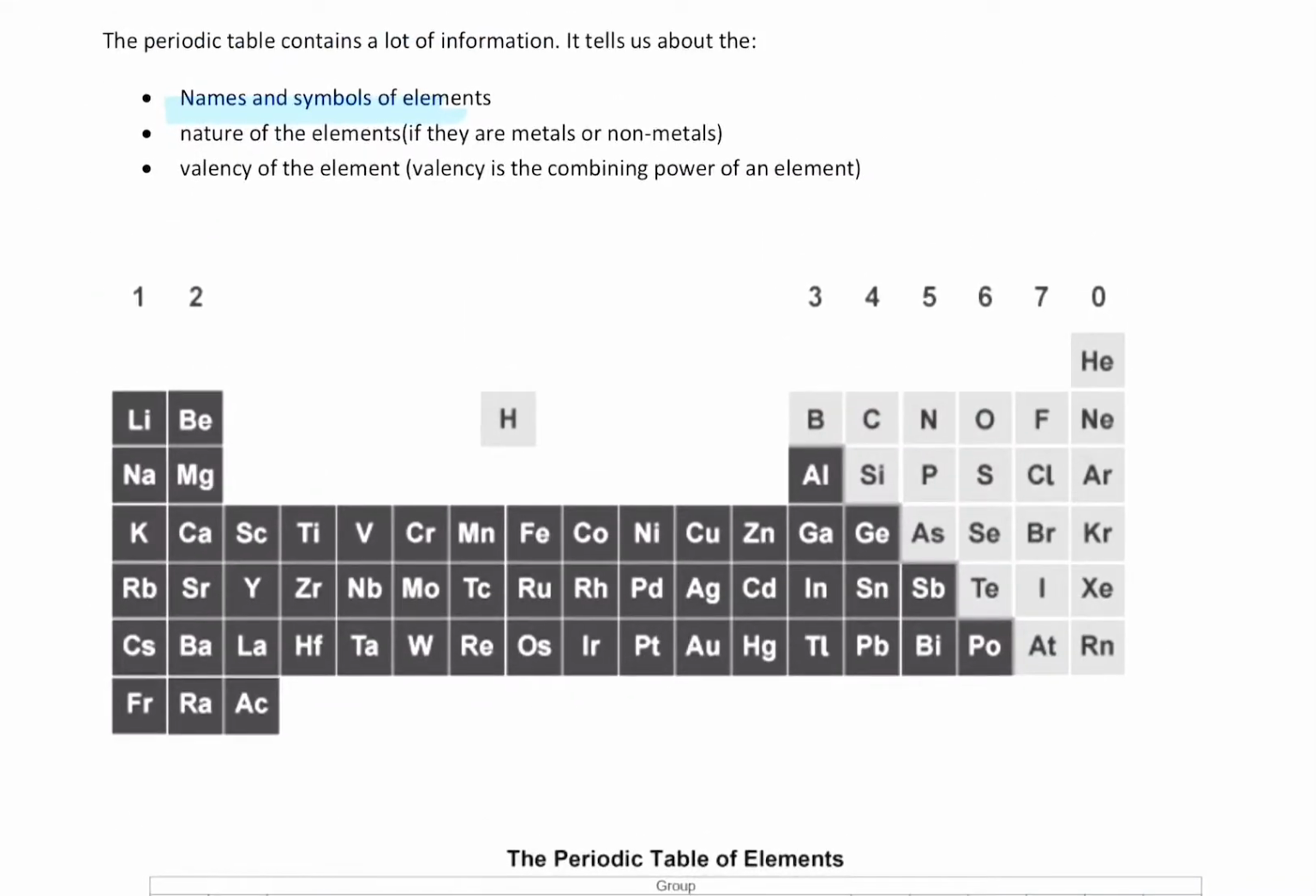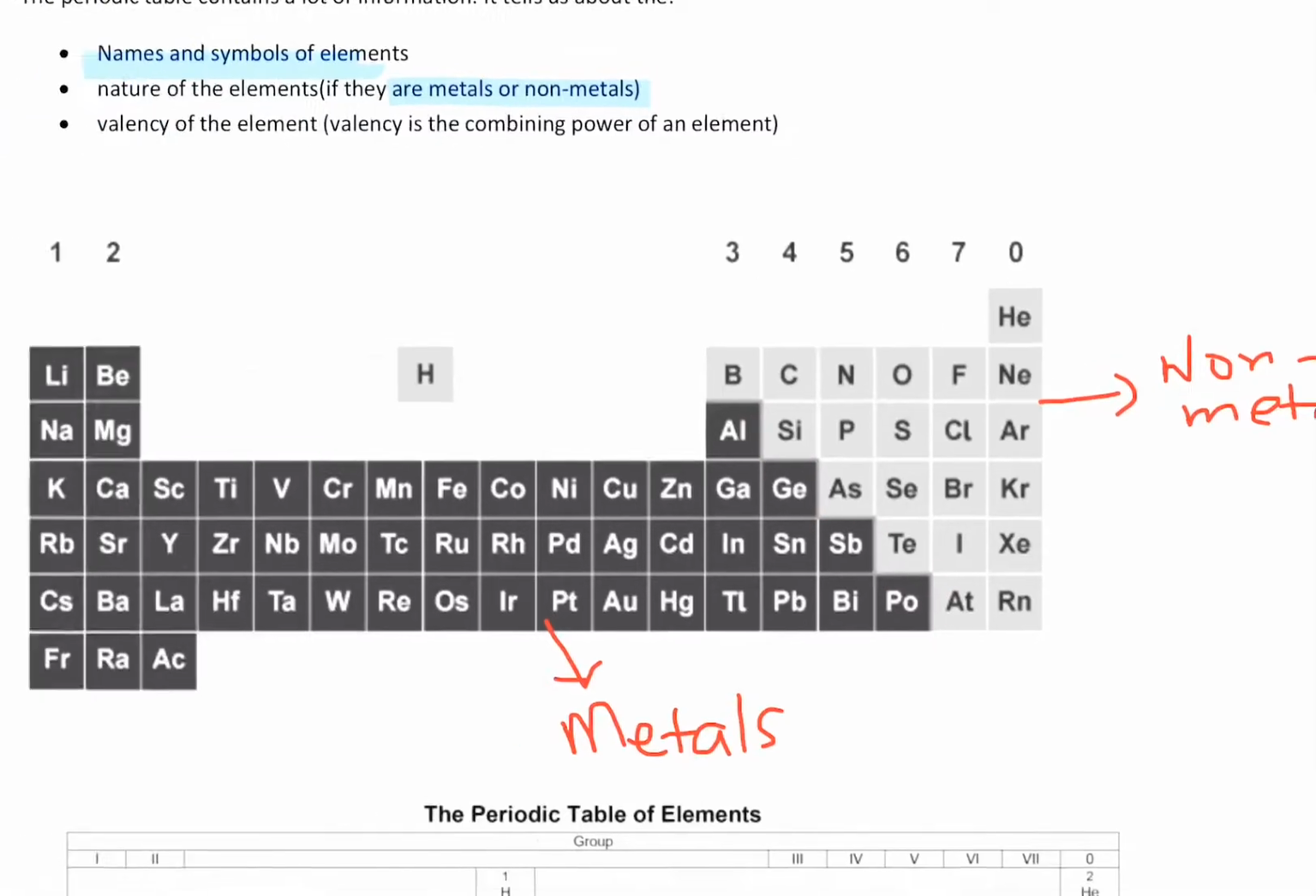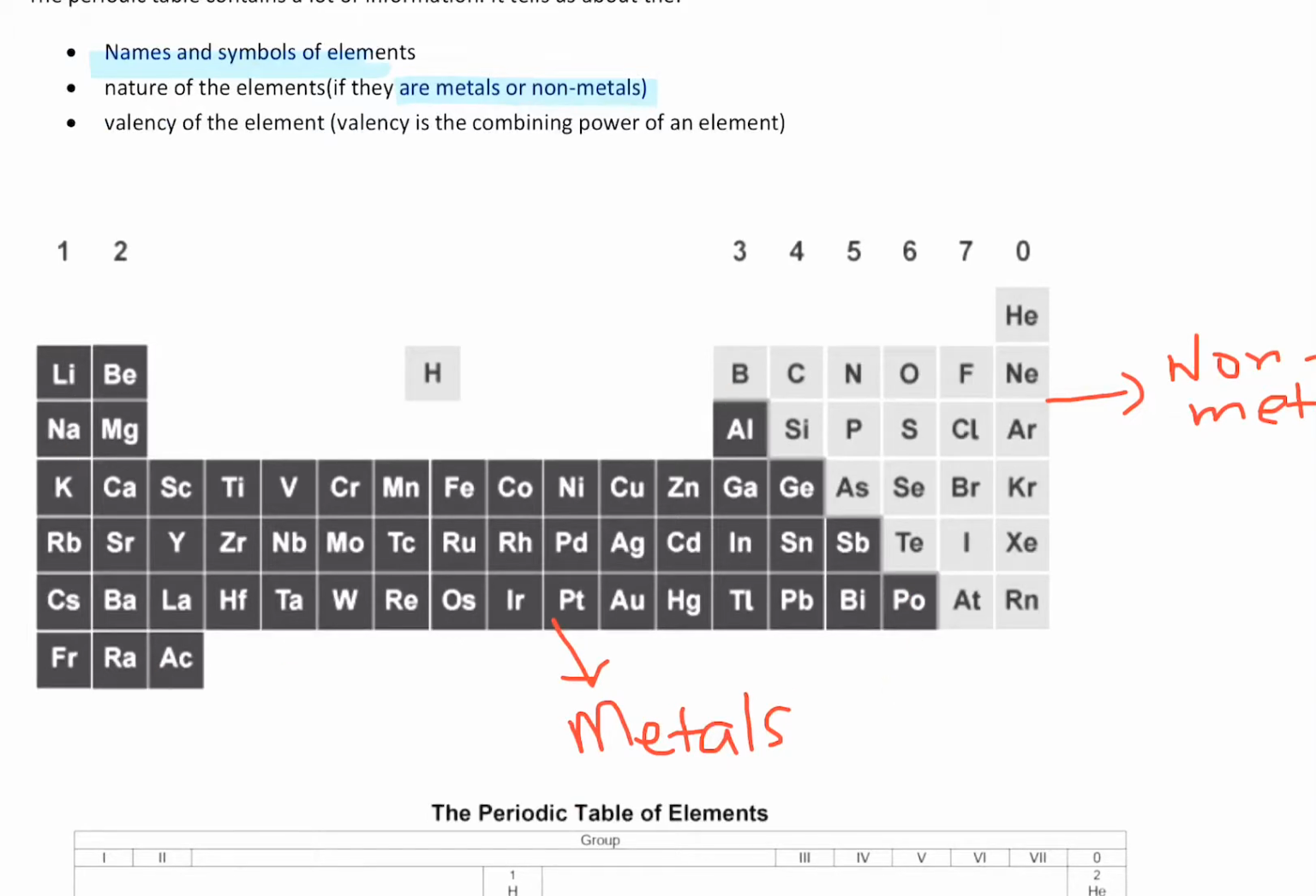In the periodic table, you can also know if the elements are metals or non-metals. You can see here, all the elements that are dark, all these are metals. So you have many more metals in the periodic table. All the light ones are non-metals. There is a zigzag or staircase line over here that separates metals from non-metals. So the dark ones are metals, all the pale ones are non-metals.